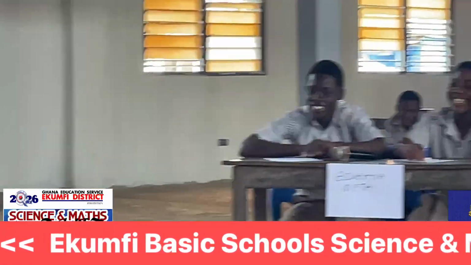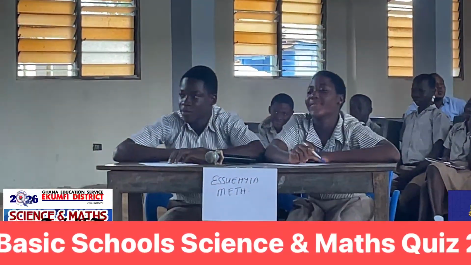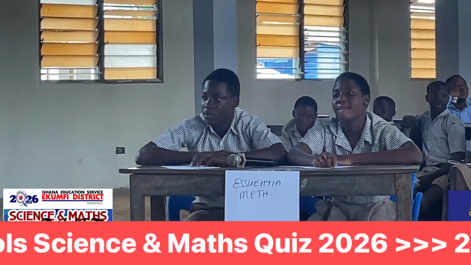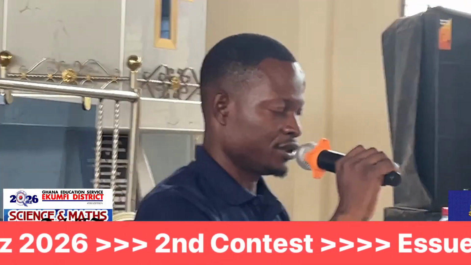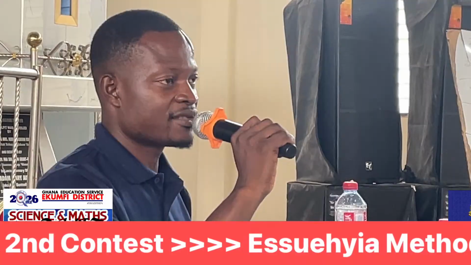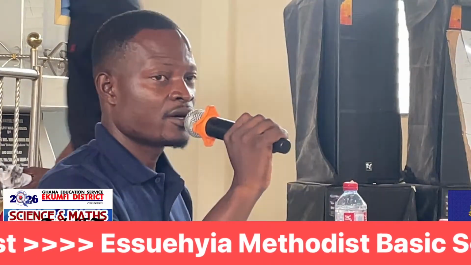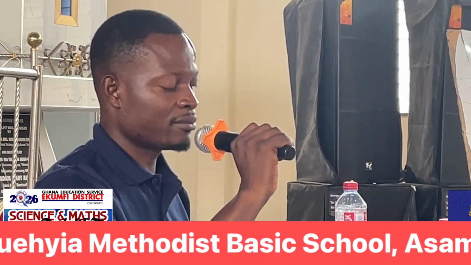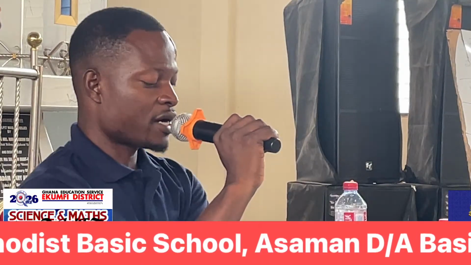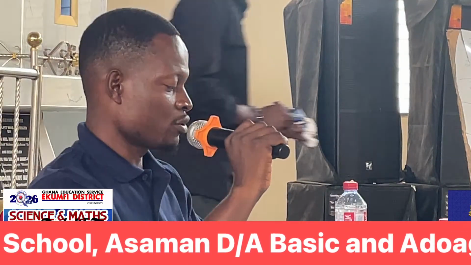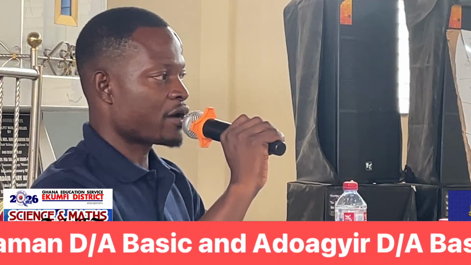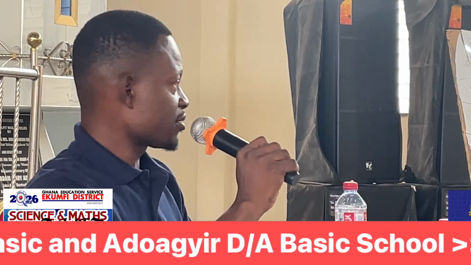Welcome to the contest. There are 5 rounds in this contest. Round 1 is general knowledge. Round 2 is the speed race. Round 3 is the problem of the day. And round 4, the true or false. And round 5, the riddle.